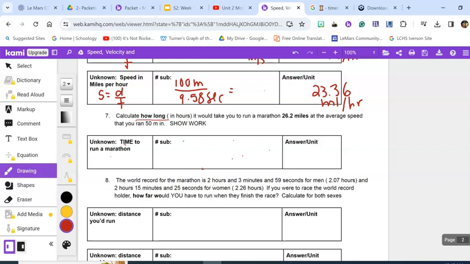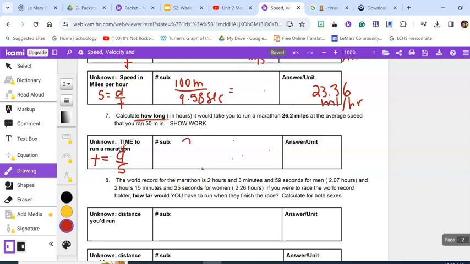Okay, now we're going to switch it up. We're not going to leave those distance runners out. We're going to go from speed, which is 100 meters, which is awesome, but let's go to the marathon. Because I want to know how long in hours it would take you to run a marathon, which is 26.2 miles, at the average speed that you ran in the 50 meters. So the first thing I want to know is time. What's the equation for time? Time is equal to what? Distance over speed.